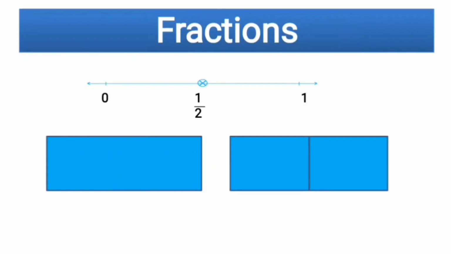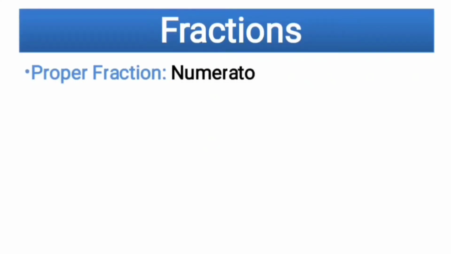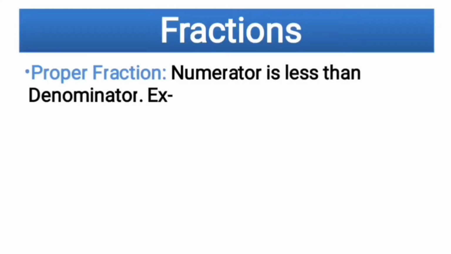There are different types of fraction. So let's see one by one. First one is proper fraction. A fraction which has numerator less than the denominator is known as proper fraction. Here numerator is always less than the denominator, as in 2 divided by 7, 5 divided by 9, 3 divided by 8.